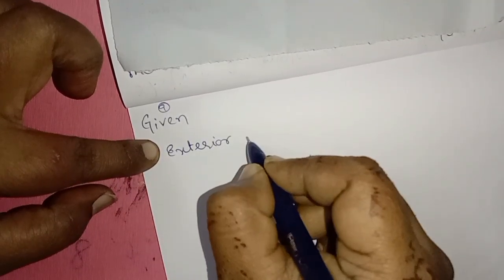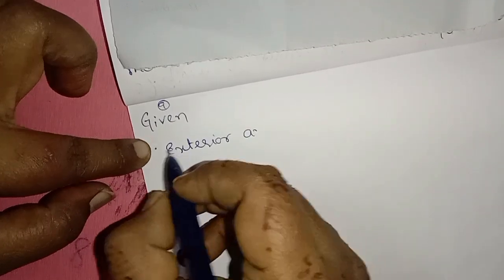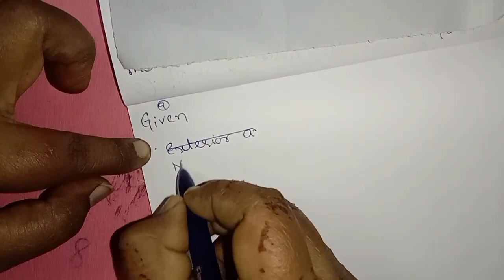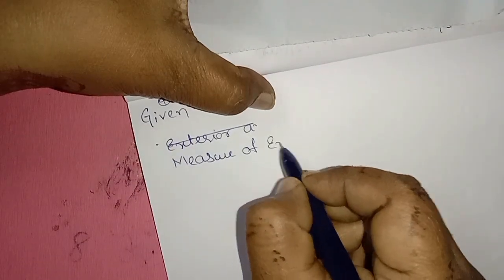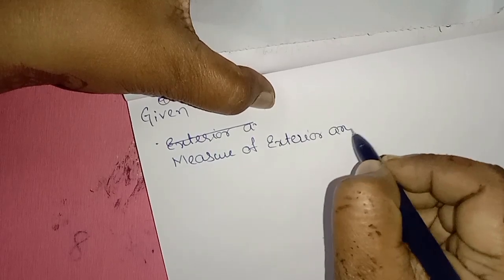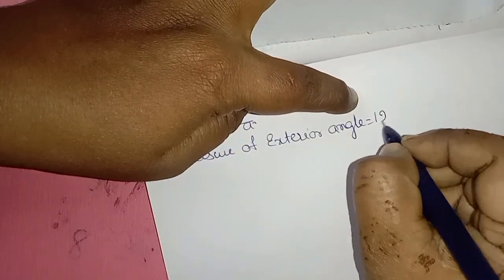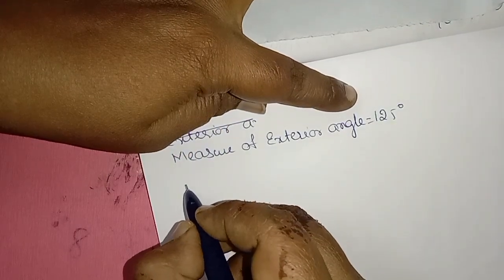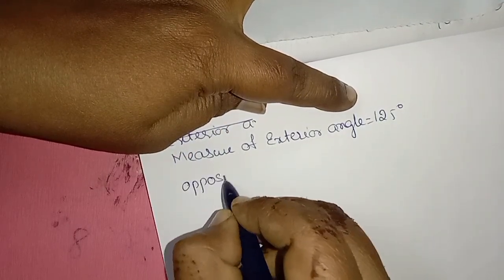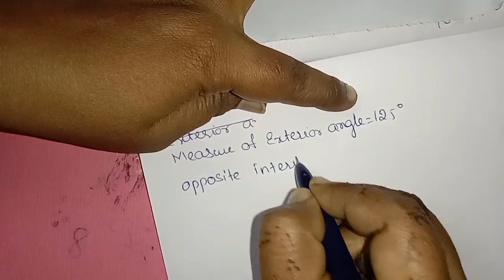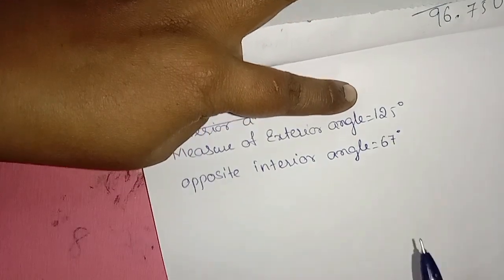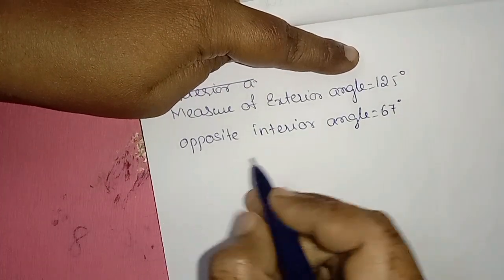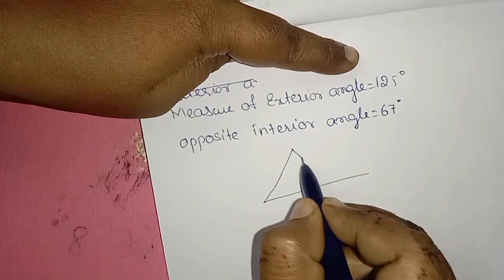Exterior angle. Measure of angle equals 125 degrees. Opposite interior angle. Opposite interior angle equals 67 degrees. Right? So, from this information I am drawing my diagram.